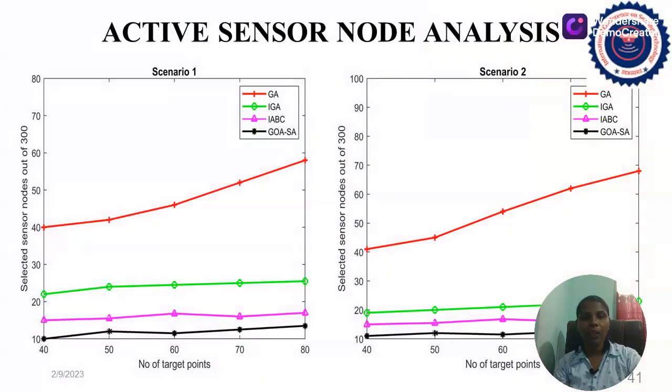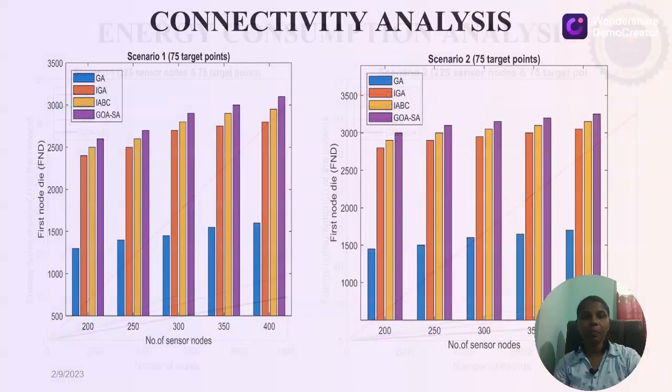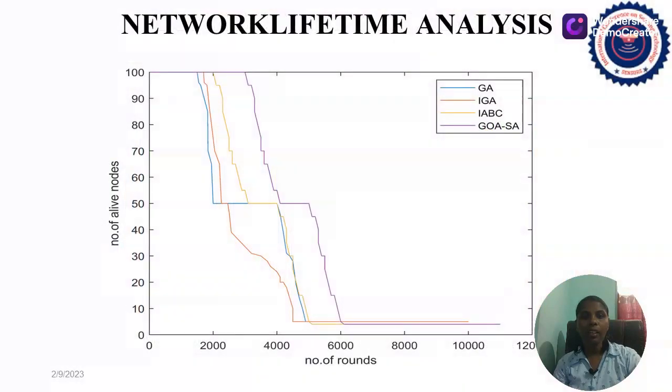Then the performance evaluation. First of all, active sensor nodes analysis. How many sensor nodes are selected out of 300, for the number of charger points. And then energy consumption analysis, how the energy consumption is for our OASA algorithm. And then the connectivity analysis. So first node time, for the number of sensor nodes, the first node time to calculate the connectivity analysis. And then the next one is the network lifetime.